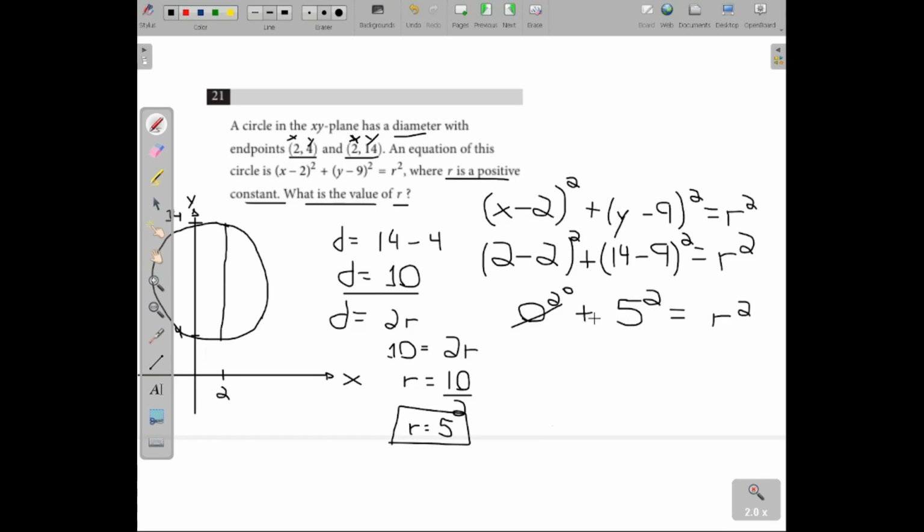Now we could use the square root on both sides to eliminate the square. So the square with the square root simplifies here and here, and the radius will be equal to 5, which is the same result.